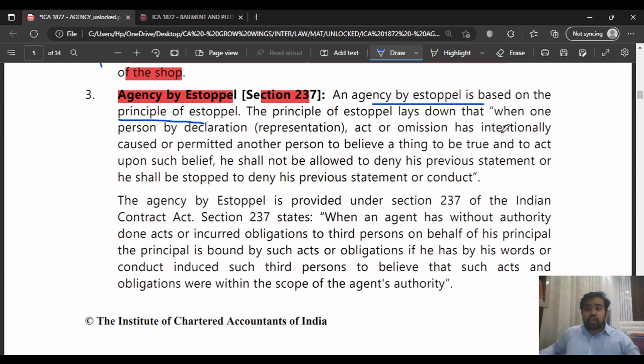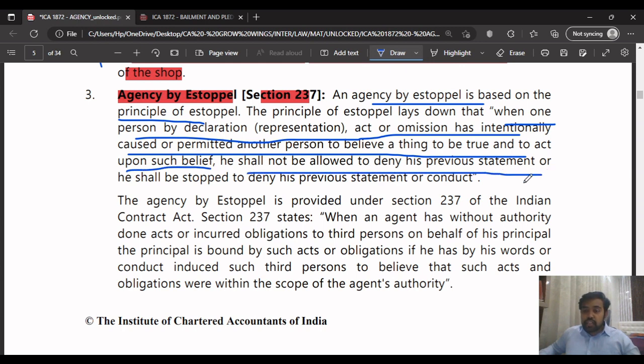The principle of Estoppel is that when one person by declaration, representation, act or omission has intentionally caused or permitted another person to believe a thing to be true and to act upon such belief, he shall not be allowed to deny his previous statement or conduct. Just like I explained in my own sentences, that's what they've explained here, just using a little bit of keywords.